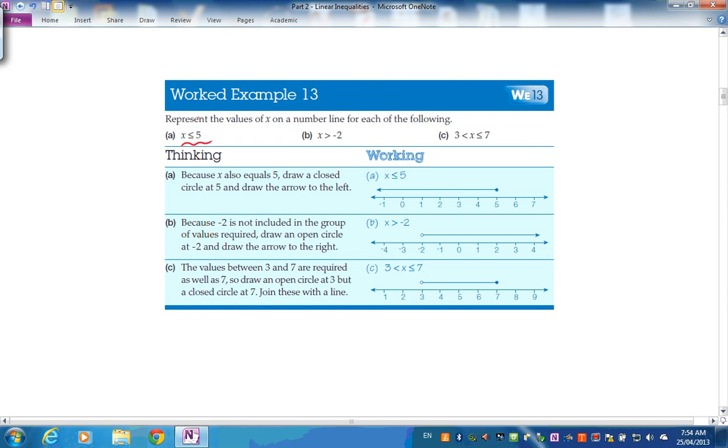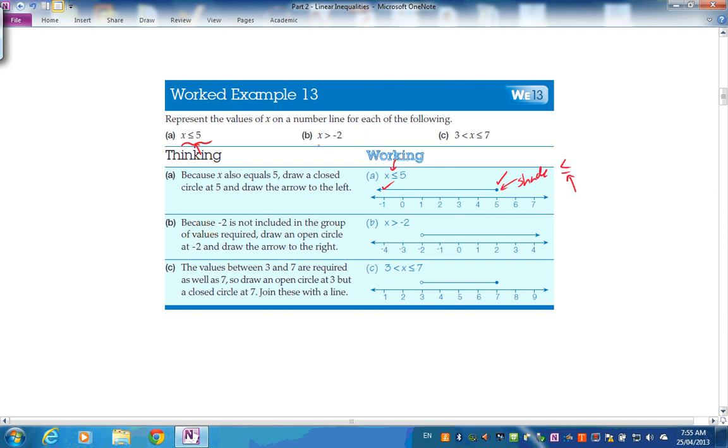X is less than or equal to 5, sorry. So you find 5 on the number line. You shade it in because you have that equals, and it's going to the left because x is on the skinny side of the sign. X is less than or equal to 5.